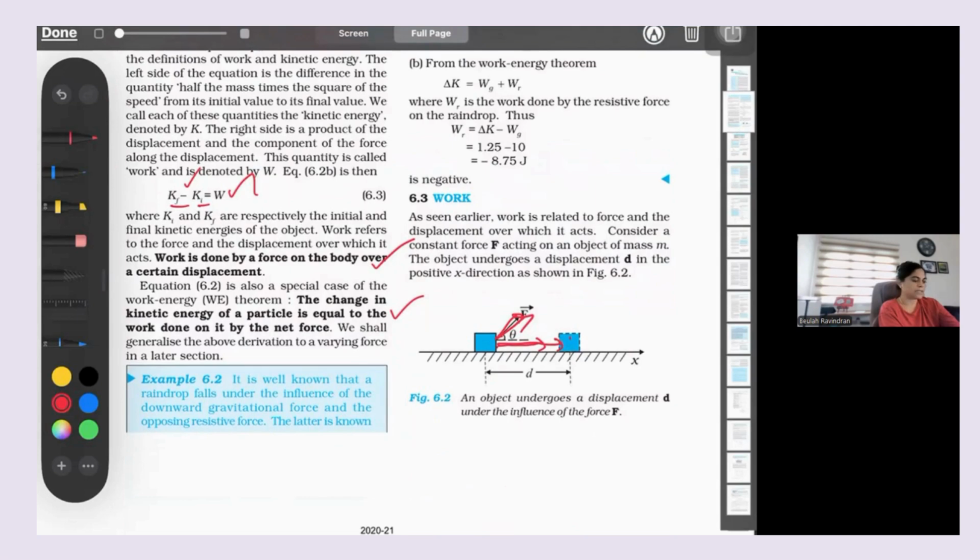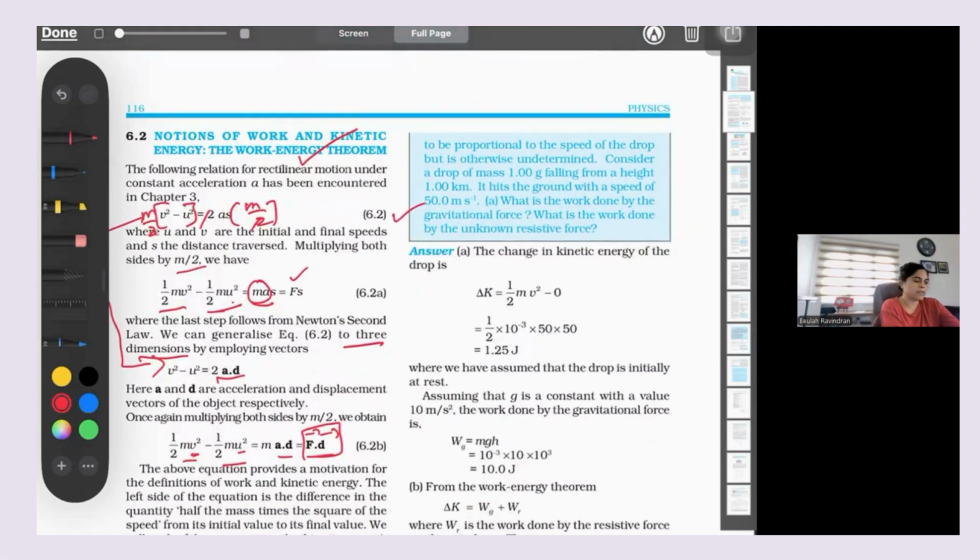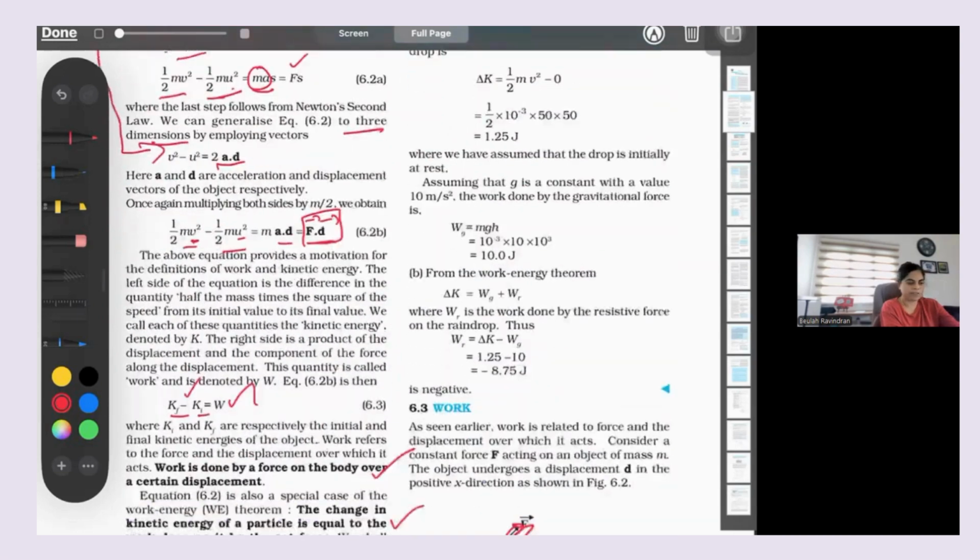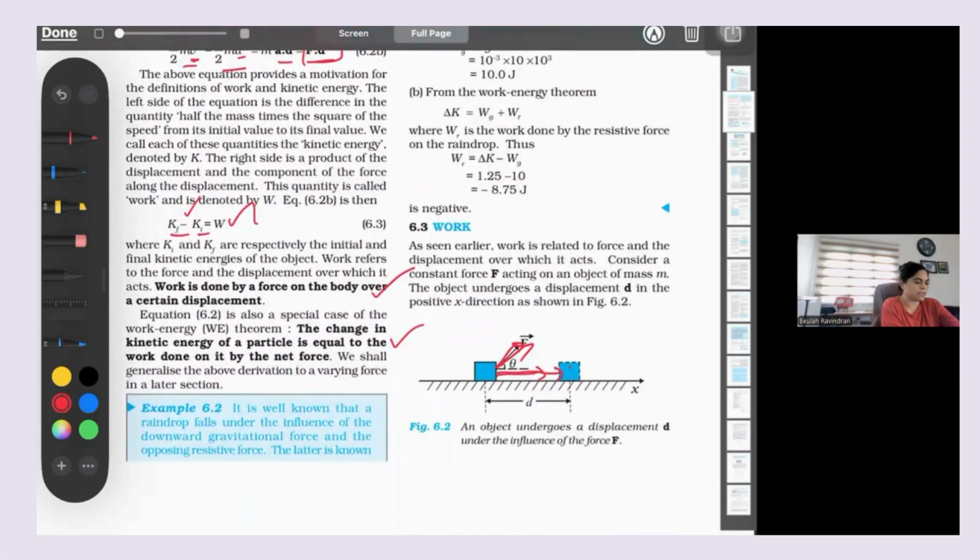So what about this example 6.2? It also directly deals with the above theorem, the work energy theorem. It is well known that raindrop, it is very important also. A raindrop falls under the influence of the downward gravitational force and the opposing resistive force. Raindrop falling under the influence of the downward gravitational force and the upward resistive force.